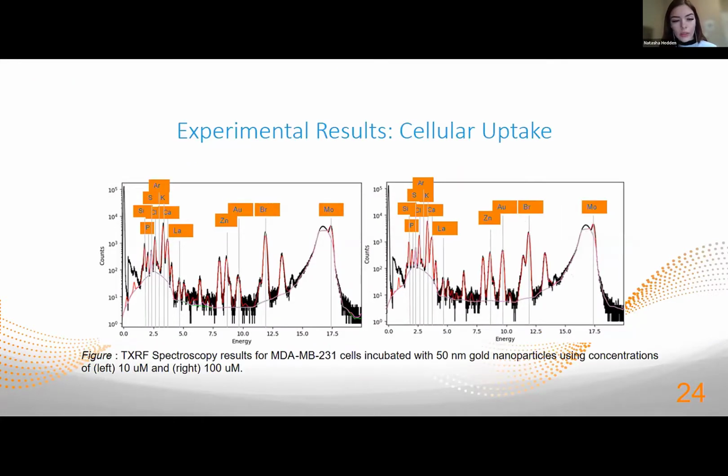Next slide, please. So here we have the TXRF spectroscopy results, where here on the left, we have the concentration of 10 micromolars, and on the right, we have a concentration of 100 micromolars. So in these results, if we look at the actual gold peak, we can see that while we did not see a change in toxicity, we do see a change in the cellular uptake of gold. So it is significantly higher when we increased the administration to 100 micromolars.